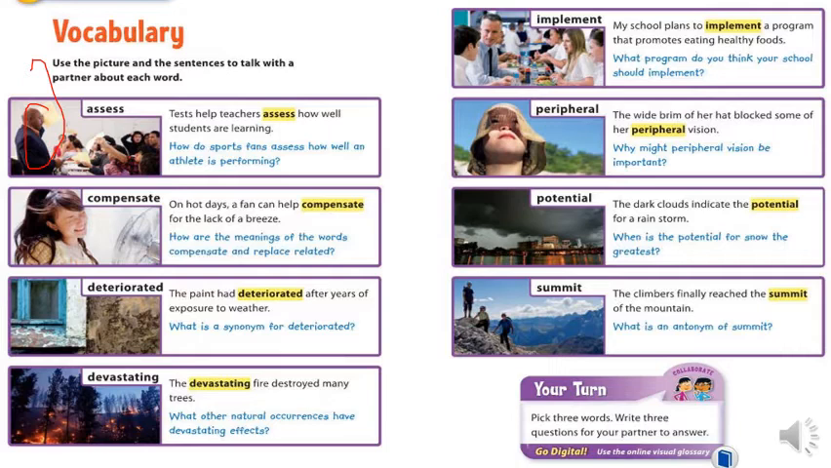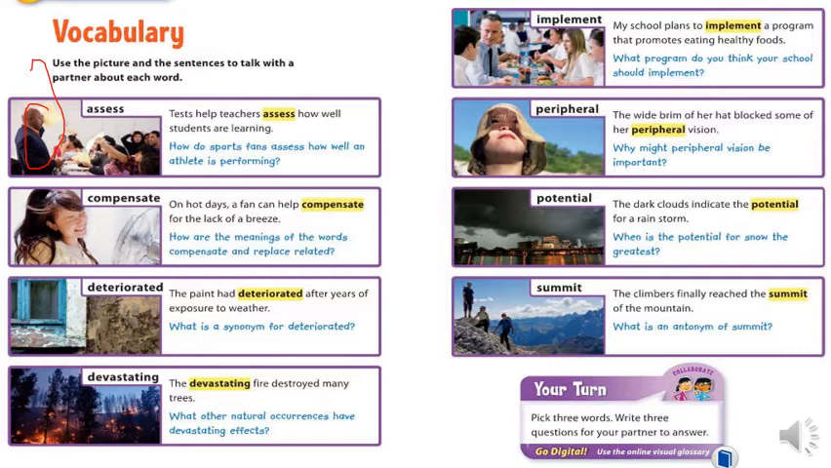The third vocabulary word is deteriorated. If you look at the wall here in the picture, it seems that it is damaged or deteriorated, or it's not new as it was when they painted it. So let's read the sentence. The paint had deteriorated after years of exposure to weather. So it is getting worse, it's not as it was.